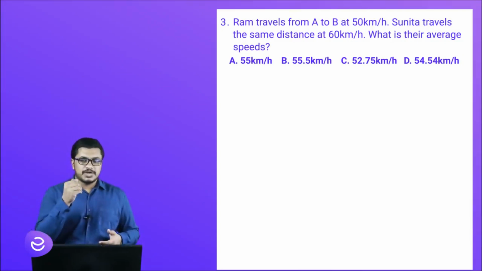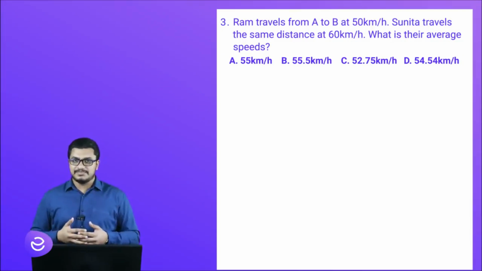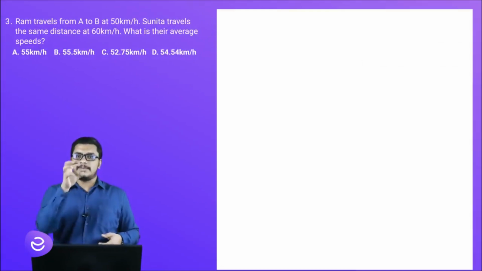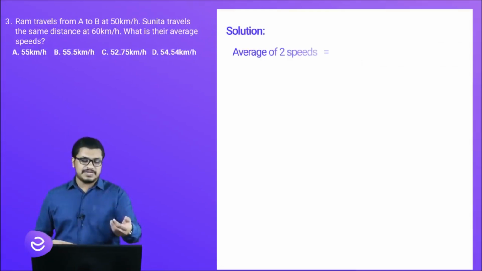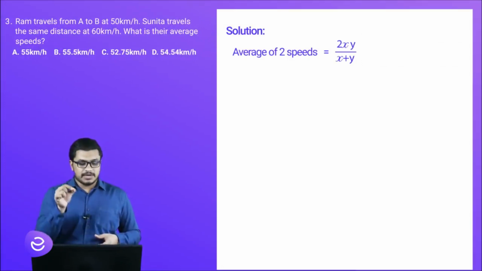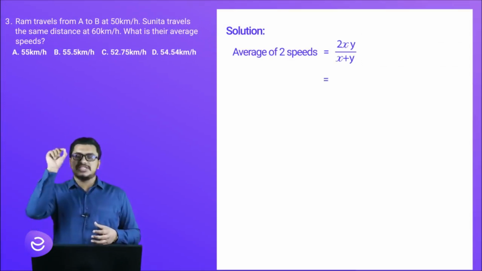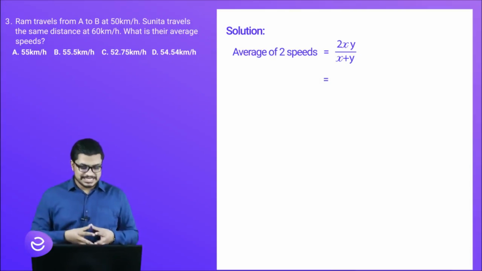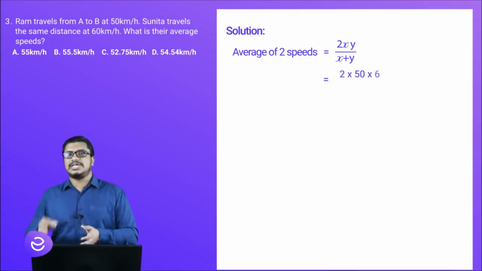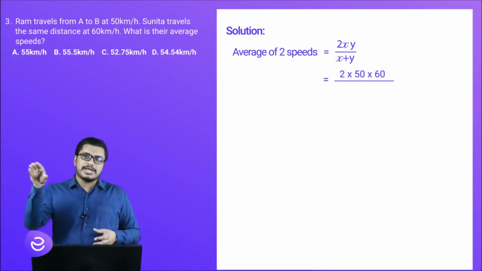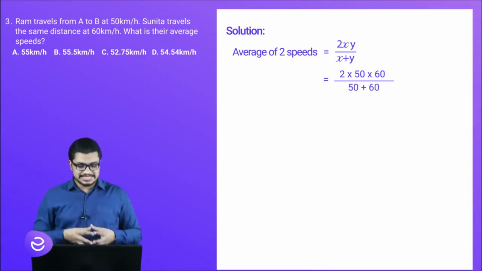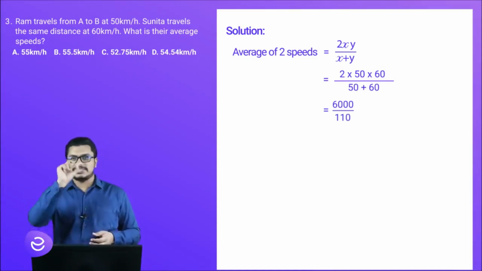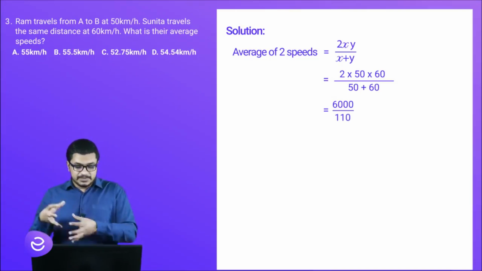So don't jump and click the answer of 55 there. Since it is a question of speed, we will have to apply an equation. The equation we have already studied: 2xy divided by x plus y. So 2xy in the numerator, x plus y in the denominator, where x is the first speed and y is the second speed. So 2 into 50 into 60 in the numerator, divided by x plus y, which is 50 plus 60. So we have 6000 divided by 110.